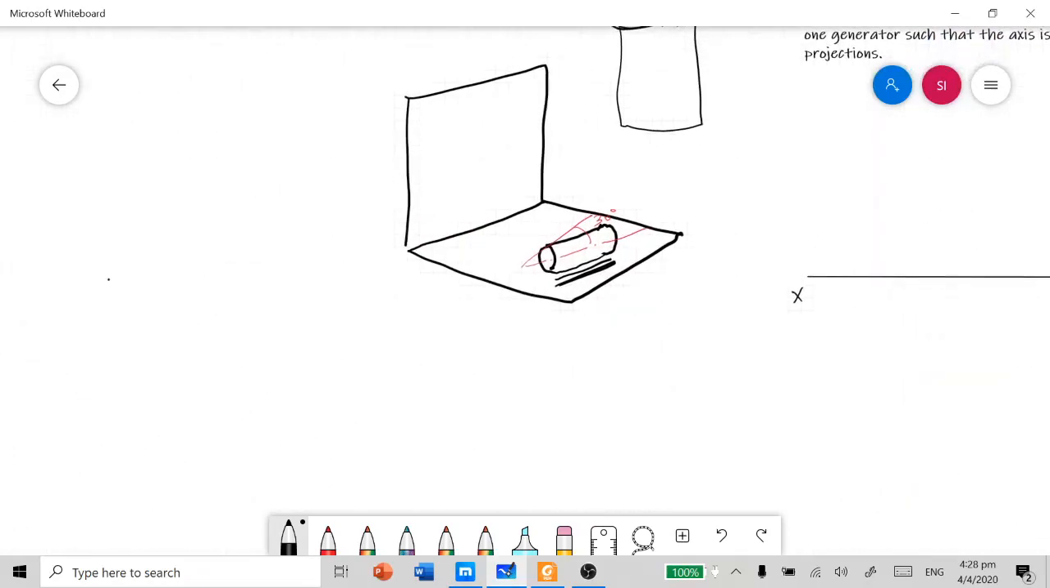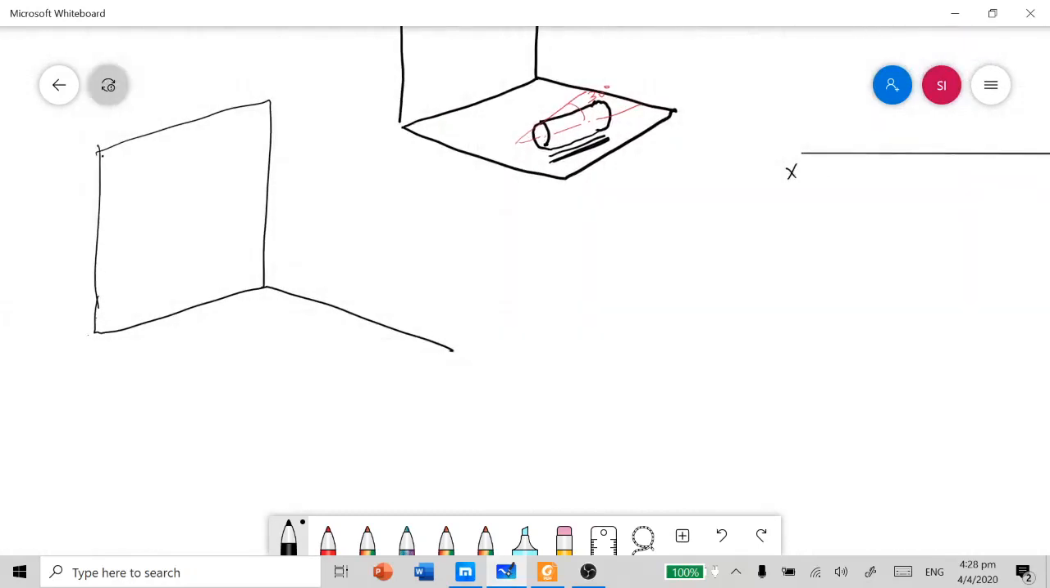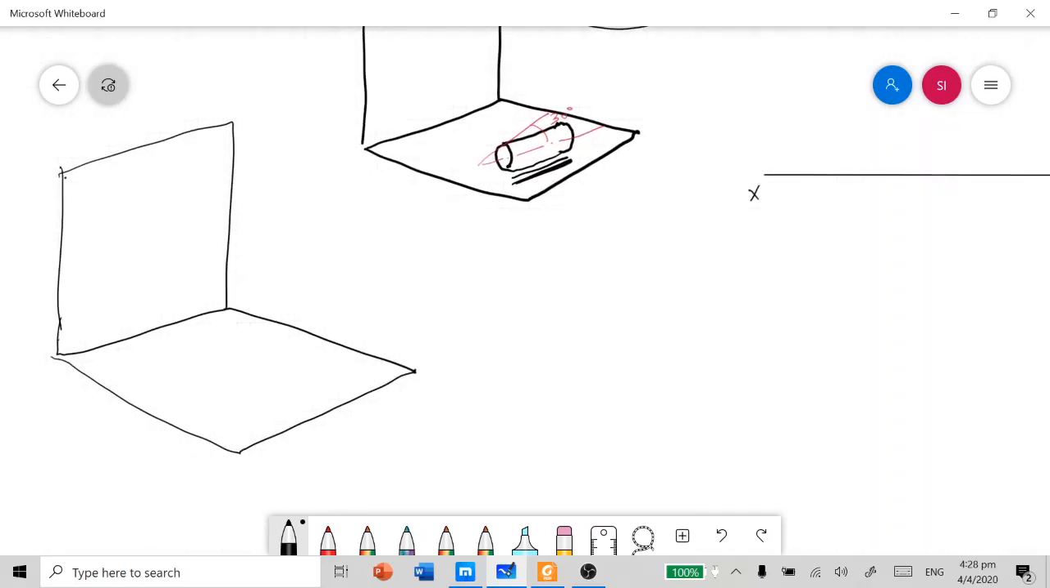See, just look at the condition here. The solid is resting on HP by its side generator. That is, the solid is simply lying on HP. So as per our regular procedure, we need to make the axis perpendicular to one of the principal planes in order to see the base of the solid. In this condition, the solid axis is parallel to HP and inclined to VP.